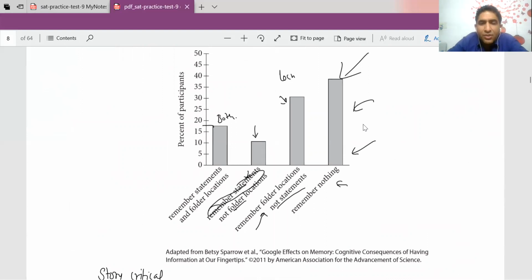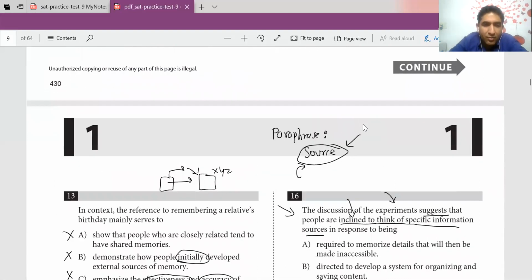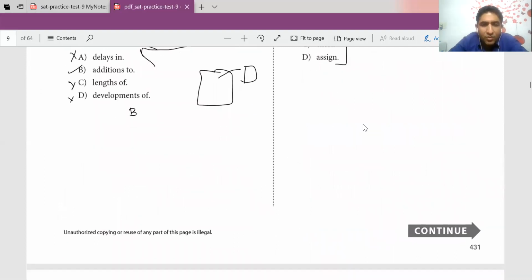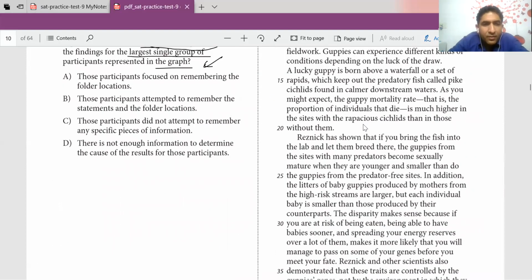Well, there is nothing told in the paragraph. They never said what the reason is that they are not able to remember. So the answer to this one would be, there is not enough information to determine the cause of the result. We don't know what the cause is. Why do people forget? This is the correct answer, but let's look at all the others.